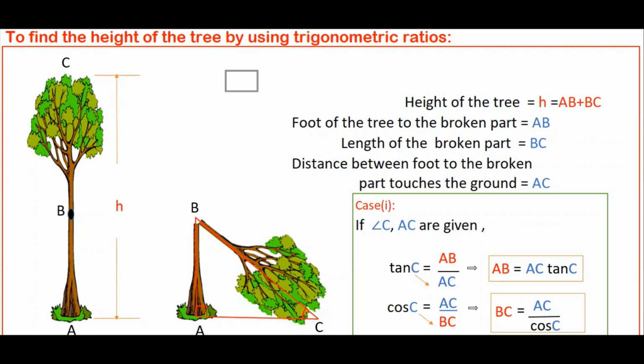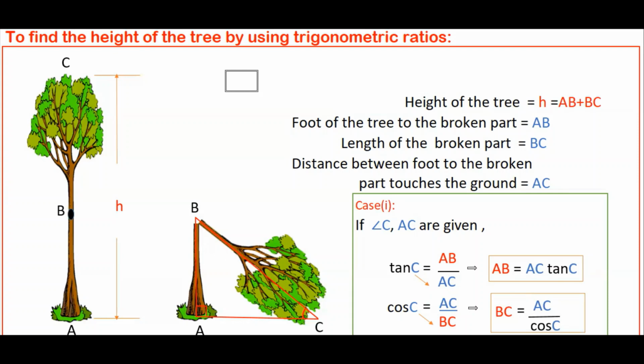You can see these three cases. In the first case, if angle C and AC are given, then tan C is equal to AB by AC. So opposite side by adjacent side. By using this trigonometric ratio, we can find AB. Here C we know and AC also we know. So AB is equal to tan C into AC.